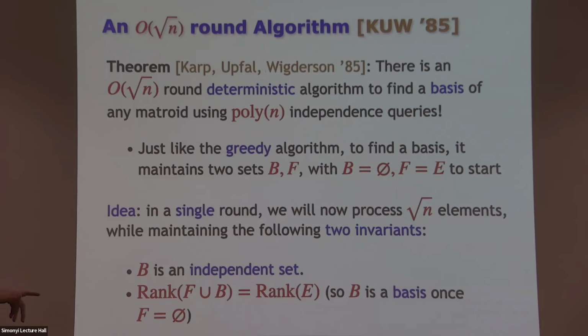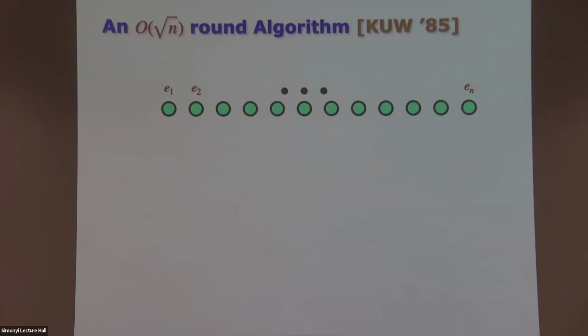And the way to interpret this is just that once the algorithm has terminated and F is the empty set, we want that rank of B equals rank of E. And this just means that the set B is indeed a maximal independent set. It is the largest possible that you could hope for. Okay, so this is just a high level intuition for how the algorithm operates. But now let's actually take a look at how it goes down.